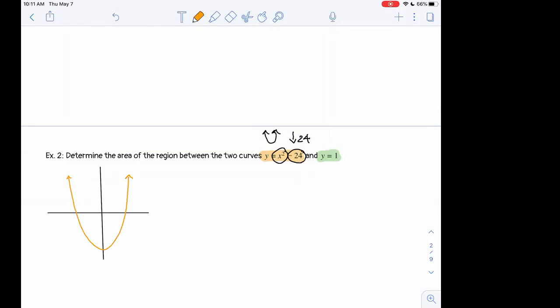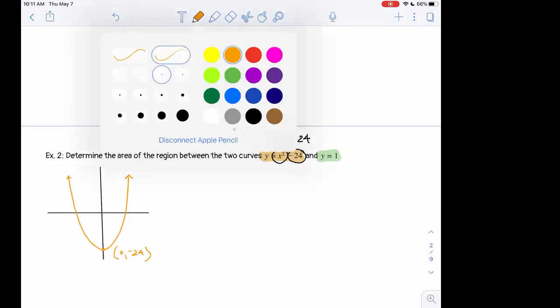But again, this would be totally fine. And if you wanted to sort of mark this off for yourself as 0, negative 24, that could be valuable information too.